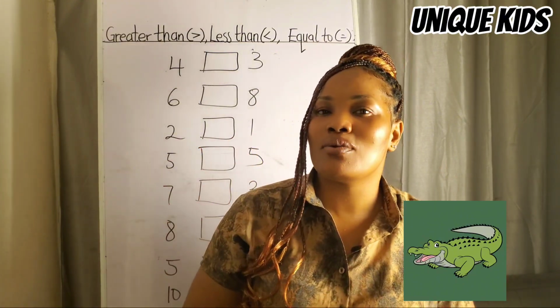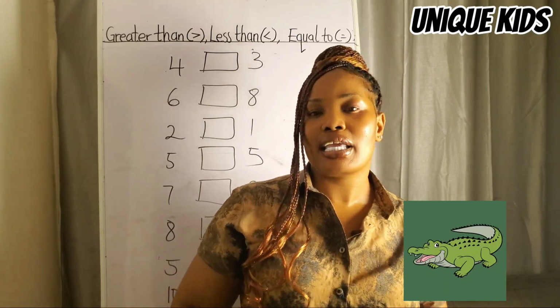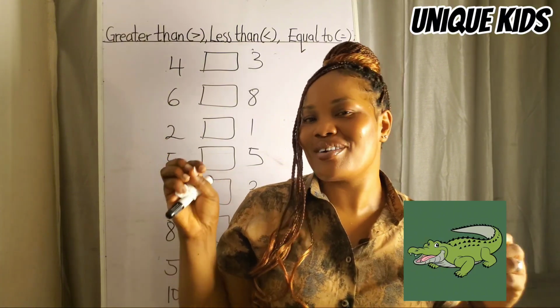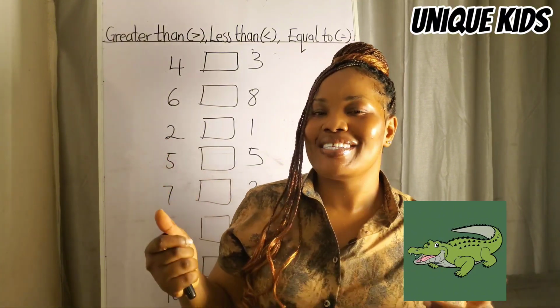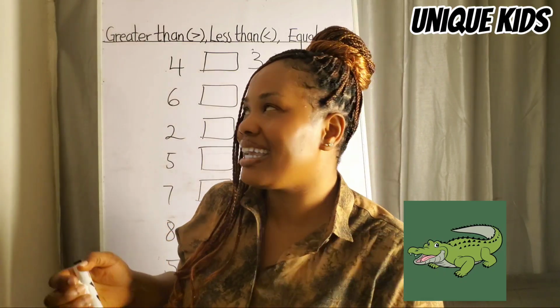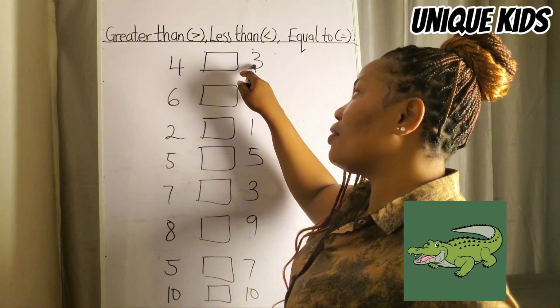The gator swallows the bigger number. If it's here, it swallows it. If it's here, it swallows it. So you won't stress yourself and you are good to go. Okay, so come with me. Let's try using a gator. So this is 4 and this is 3.